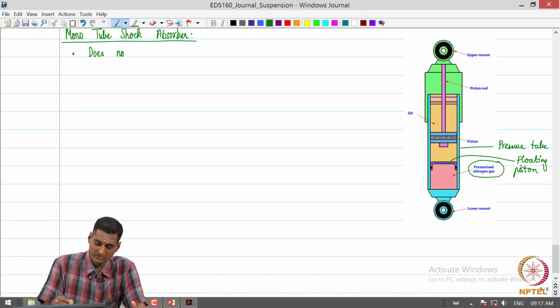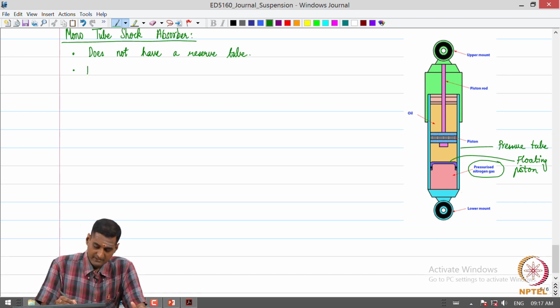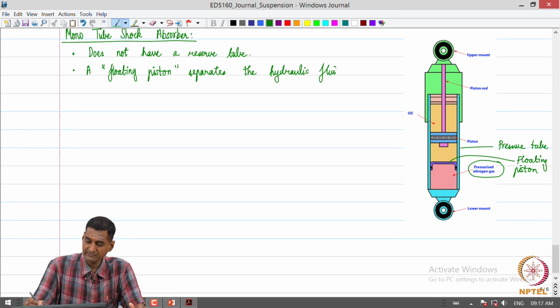So, the monotube shock absorber does not have a reserve tube. It has a floating piston, and that floating piston separates the hydraulic fluid from the nitrogen gas.